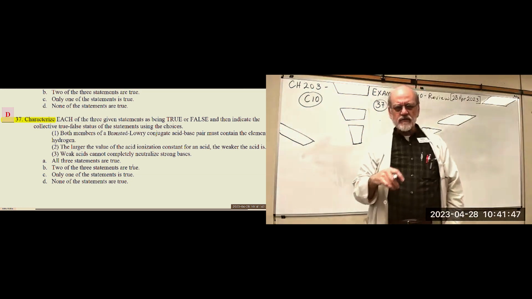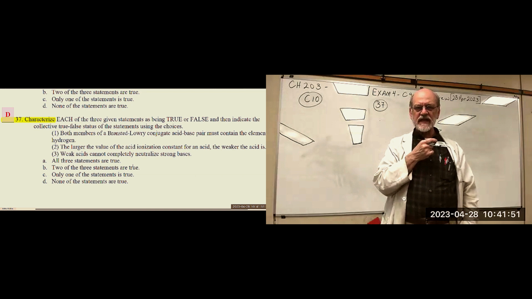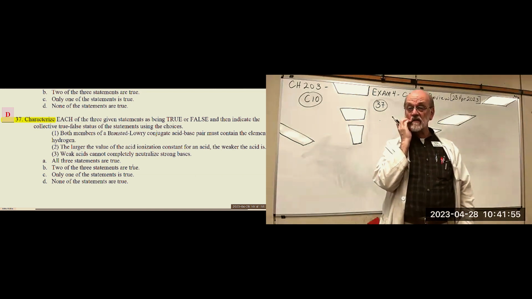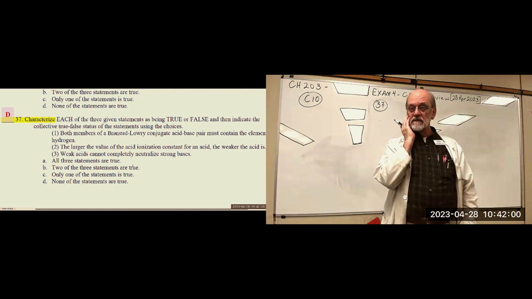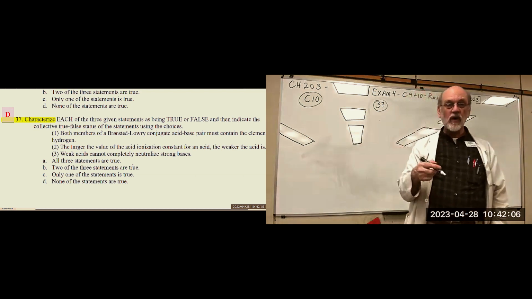Let's see, which one of these are true? Both members of a Bronsted-Lowry conjugate acid-base pair must contain the element hydrogen. Not necessarily. Hydrochloric acid only has 1 proton, so its conjugate base is just the chloride ion, right? So 1 is false.